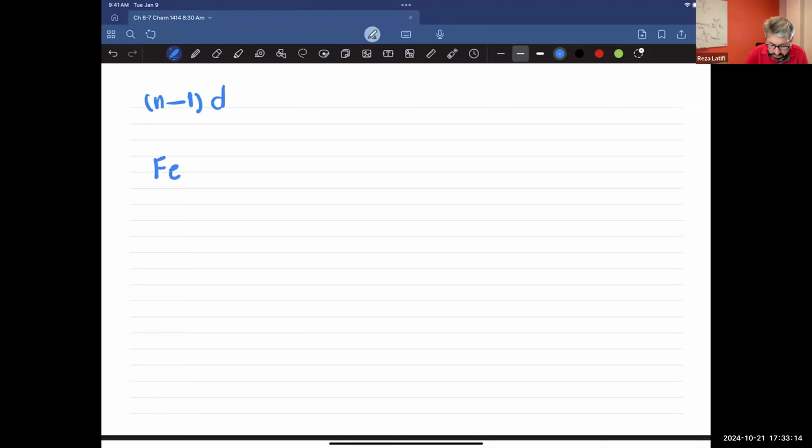We have iron, 26, so it will be 1s2, 2s2, 2p6, and then 3s2, 3p6.